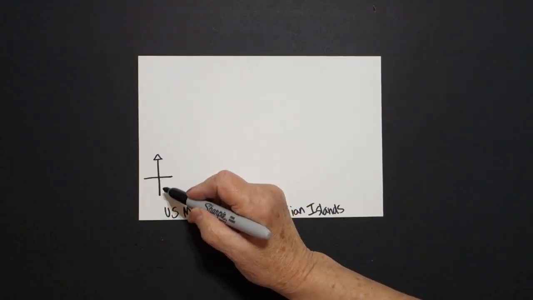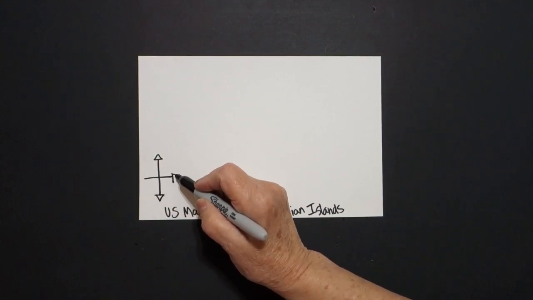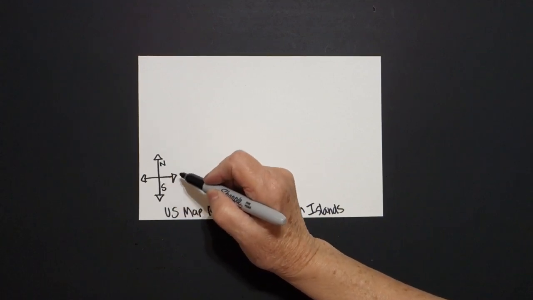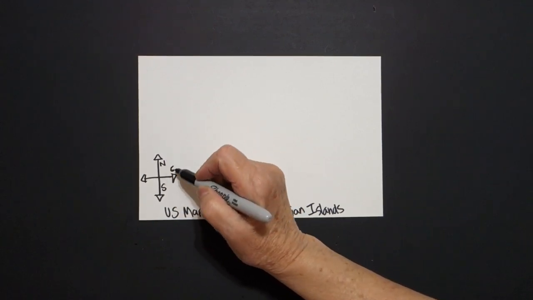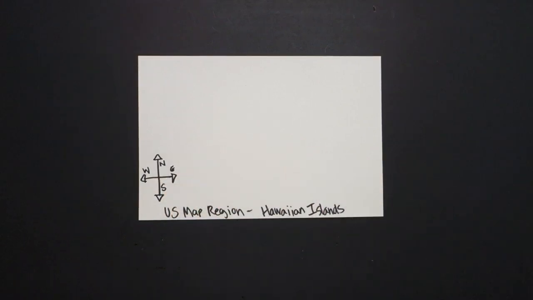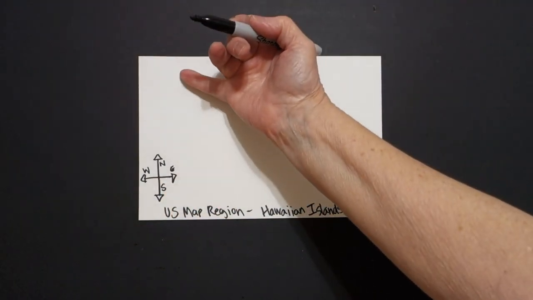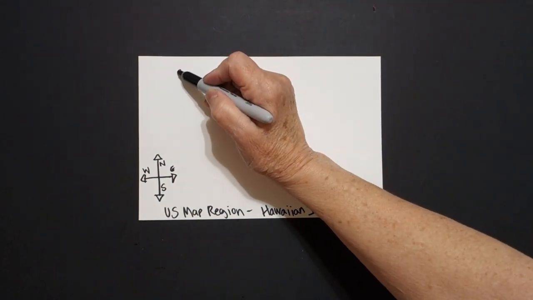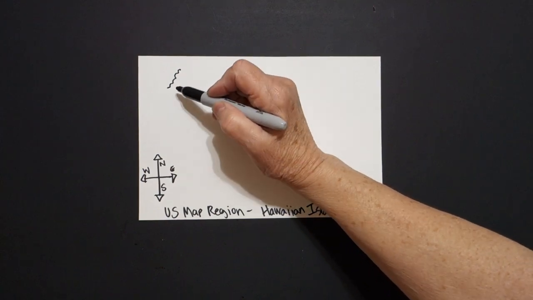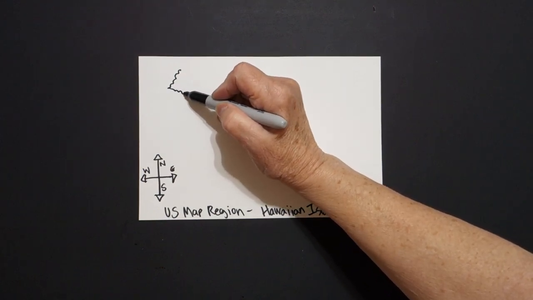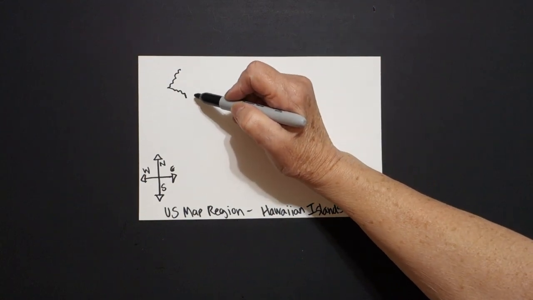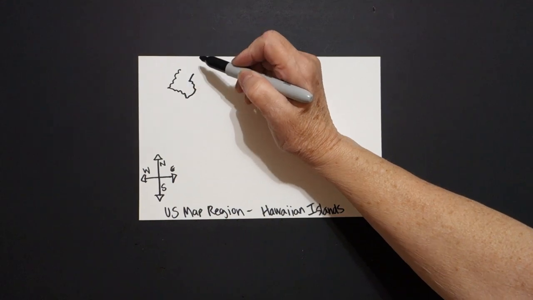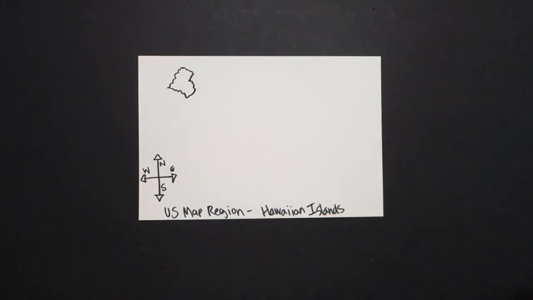So it's a straight line, baby triangle, north, south, east, and west. Okay? We're going to start way up here and put a dot, and we're going to draw a wavy line down, wavy line down, in, over, wavy line in, out, wavy line over, connect.